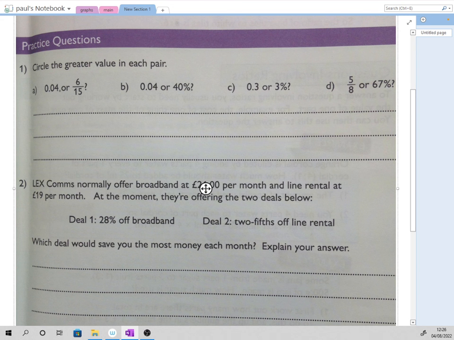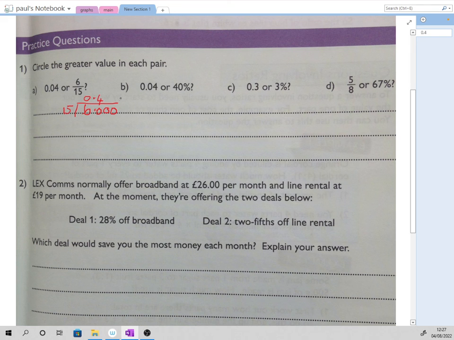So let's have a look. 0.04 or 6 over 15. So what are we going to do here? Let's see. I'm going to change 6 divided by 15. Yeah, I'll have a go at that. So 6 divided by 15. 15s into 6 don't go. 15s into 60 go 4. Oh, that was easy. I thought that was going to be a nightmare.